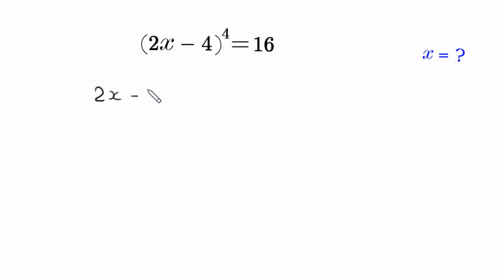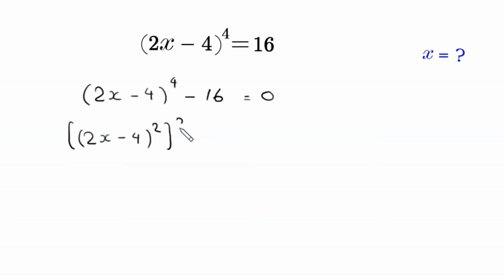(2x - 4)^4. We move this 16 to the left hand side. It will become (2x - 4)^4 - 16 = 0. Now this (2x - 4)^4 can be written as ((2x - 4)^2)^2, minus this 16 can be written as 4 squared, equal to 0.